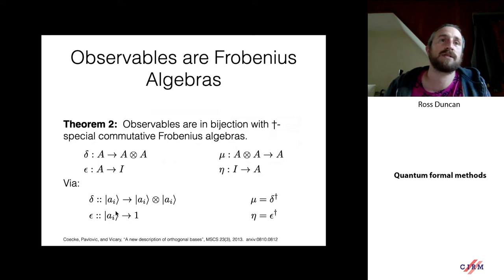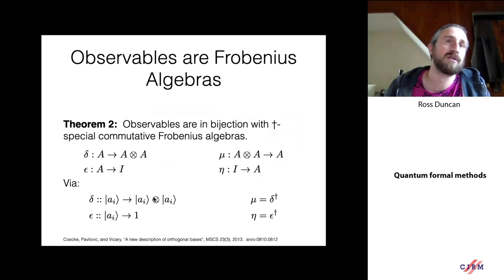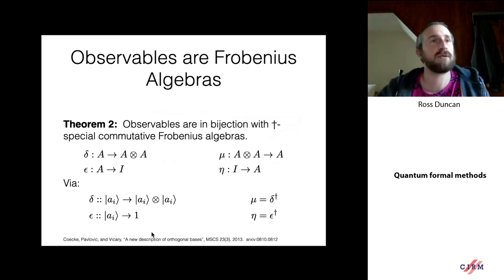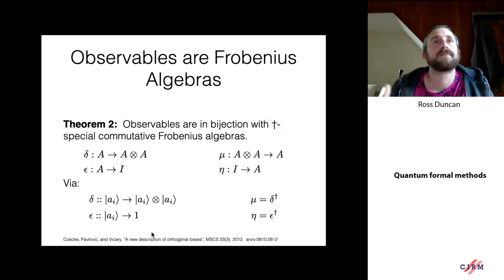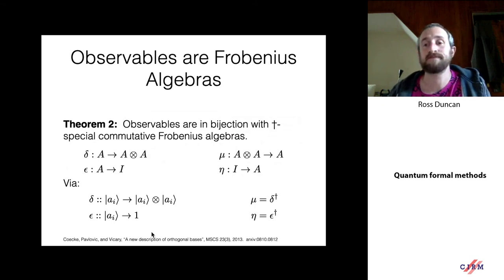by defining the copying map exactly as you think it should be. I take the basis vector, I copy it. Since it's an orthonormal basis, I am allowed to copy them all, ditto for the erasing map. I can erase the entire basis. Proving it the other way is a bit more tricky, but it's also true. Okay, so now we know that to talk about observables in quantum theory, it actually is enough to talk about these copying and deleting operations.